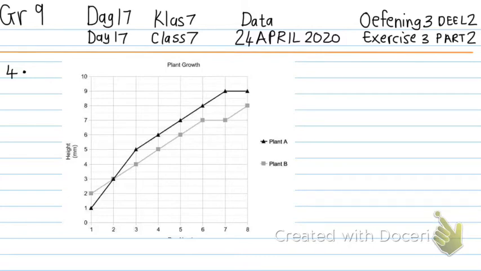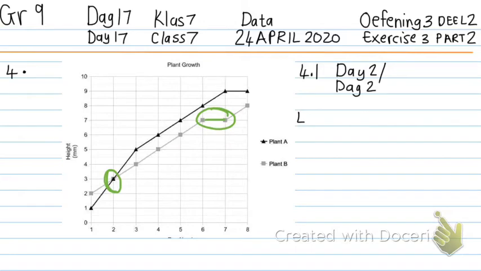Question 4.1 says, on which day were the two plants equal in height? So I have to see where they cross each other. So it is day 2. Just ignore the Afrikaans. Then 4.2, on which day did plant B show no growth? I see there's no growth between day 6 and 7, so it should be on day 6.